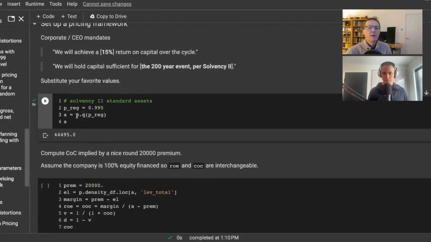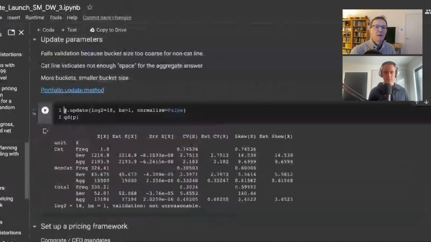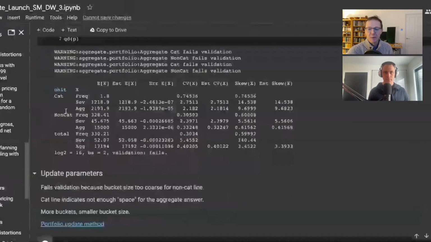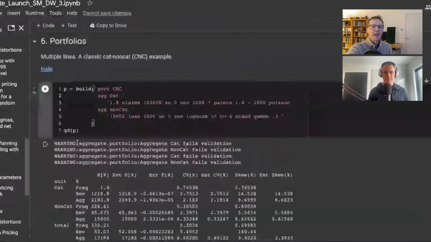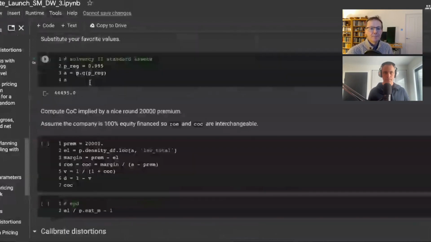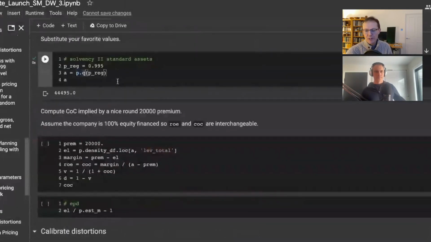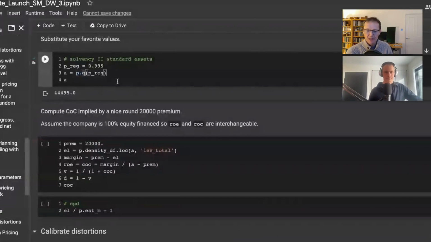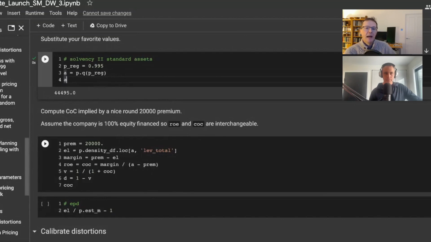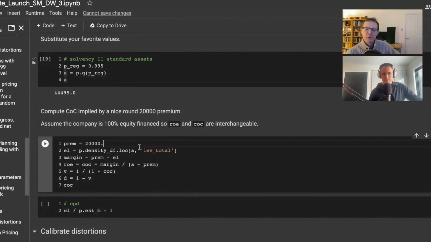P.q on that? P is our portfolio. The portfolio object was called P. Maybe we should have called it port to be a little more descriptive, but that's the object we made up there. Yep. And then q is the quantile function, another name for the inverse of the distribution, the value at risk function, and you pass in 99.5, and it pops out 44,495. So that's our assets, that's how much assets we've got, and then nice round numbers.